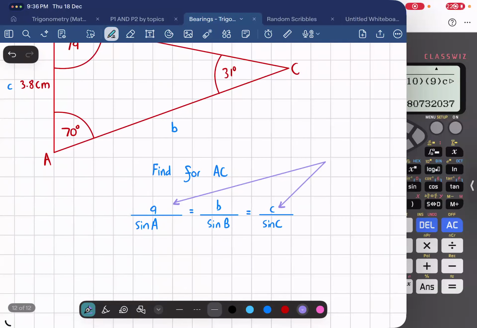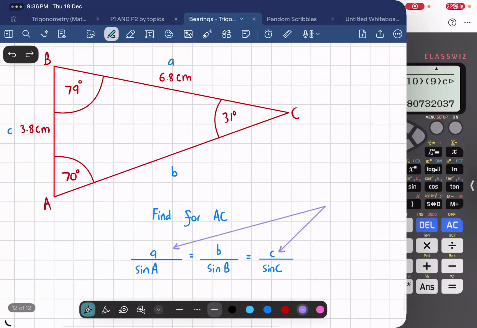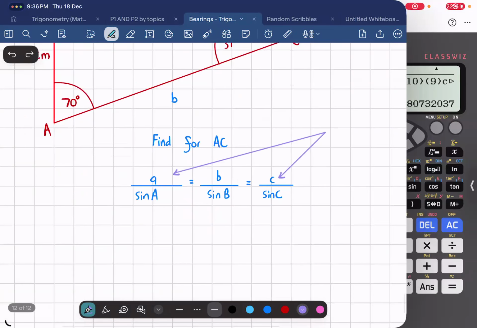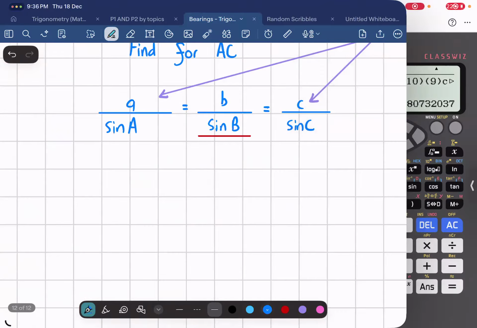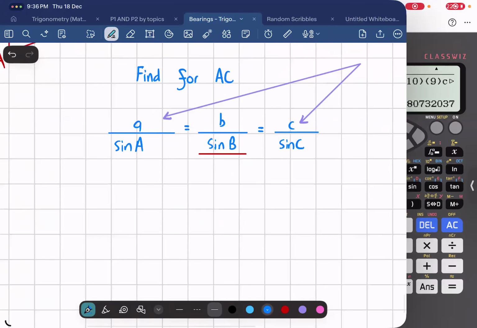So we could choose either A or C, right? But out of these three, which one do we have to select for sure if we want to find for AC? Remember, AC is B. So you have to find for B. So are we gonna underline this? What do you want me to use first? a over sine A or c over sine C? a over sine A. All right.